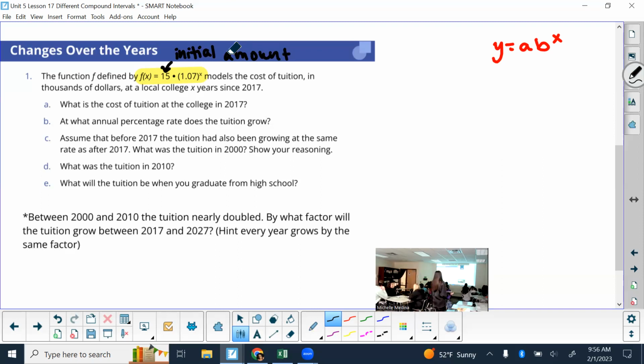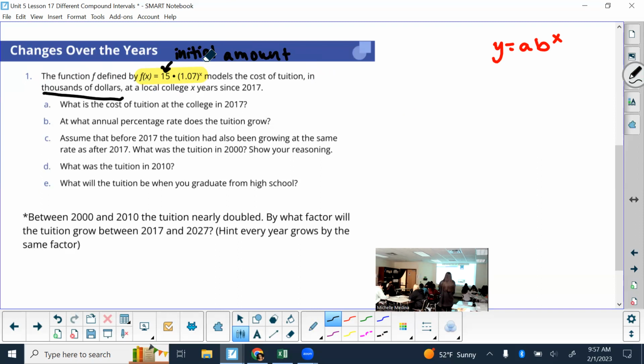$15,000. So if you're like, what? The tuition's only $15, you have to read more. It says in thousands of dollars. So whatever answer you get, times it by 1,000, that's the dollar value it was. But yeah, so initial amount is 15,000.